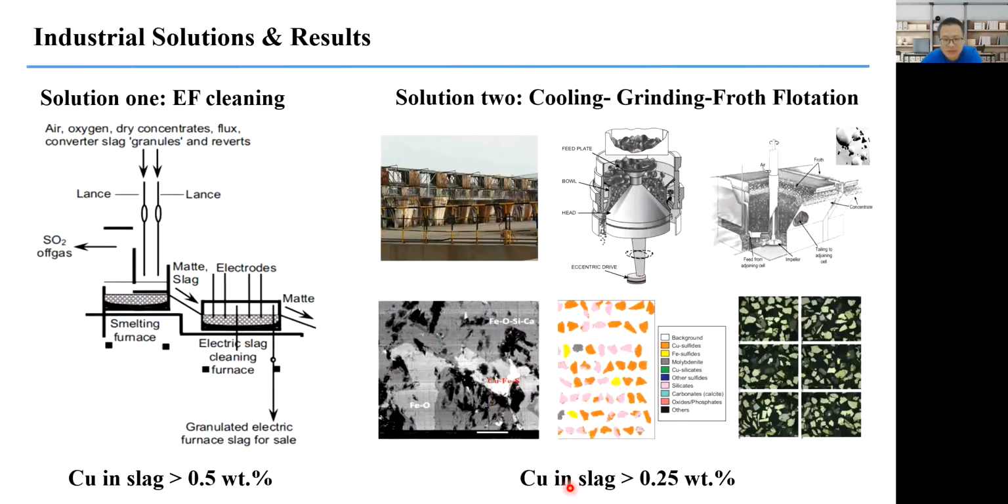And the copper in the tailings is around 0.25 percentage. And we are producing the slag concentrate, which can be fed back to the smelters. And the tailings can be used for cement preparation. And this is used in Japan and some countries. And this is widely used in China and some other countries. So this is the industrial solutions.